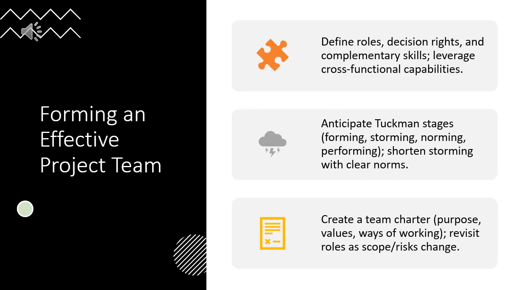Build a team with clear roles and shared goals. Define skill needs and recruit for complementary strengths. Clarify responsibilities and decision rights early. Use cross-functional skills to reduce handoffs. Expect Tuckman stages: forming, storming, norming, performing. Shorten storming by setting norms and agreements. Document a team charter covering purpose, values, and ways of working. Revisit roles as scope or risks change.